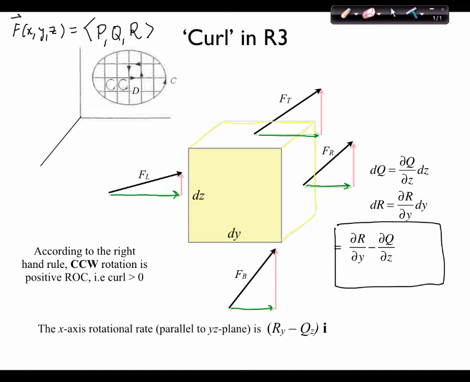Any questions on this? That's kind of the backdrop here, the concept behind where curl comes from. So it's just looking at whatever components of the vectors in the vector field contribute to rotation, right? So in the horizontal direction here, only those vertical components, which would be the R vectors, are going to contribute to rotation in this plane, etc.